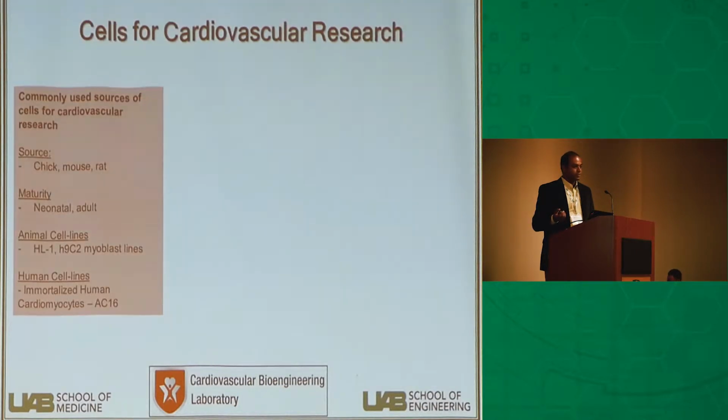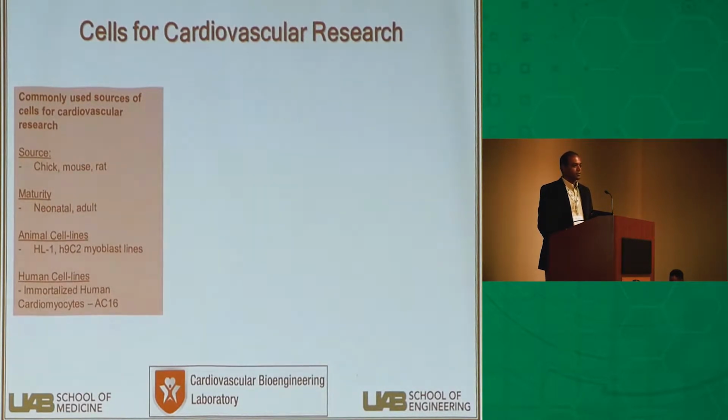So just looking at cells, I've listed sources of cells and the stages of maturation. Typically, we've used neonatal or adult cells from sources like chick, mouse, or rat for our preclinical studies. There's also cell lines available, both contractile and non-contractile cell lines, but these are very different from the adult human cardiomyocyte. There's also a human ventricular cardiomyocyte cell line which is available, which is a non-contractile phenotype, and it does not accurately model what you see with adult cardiomyocyte.